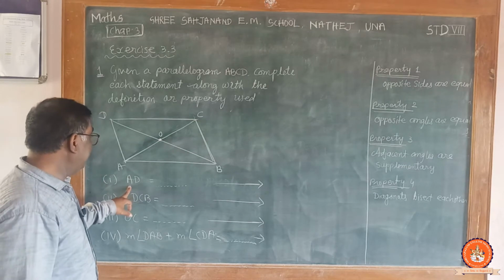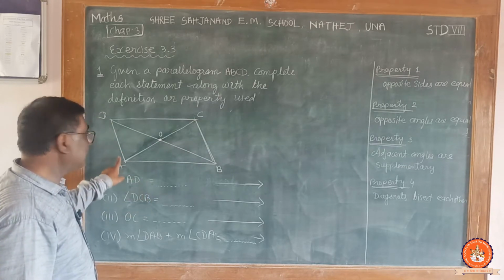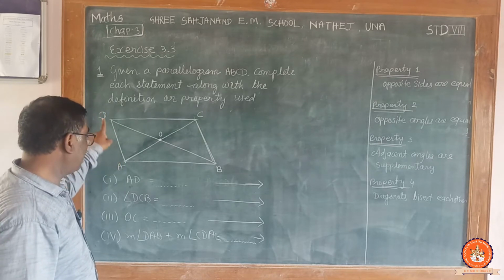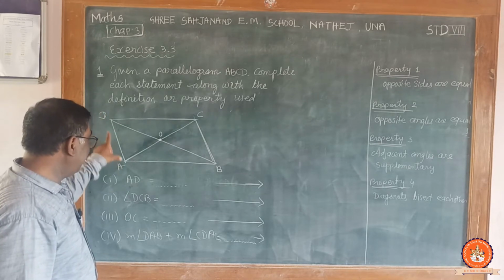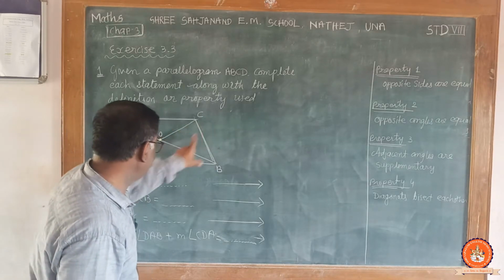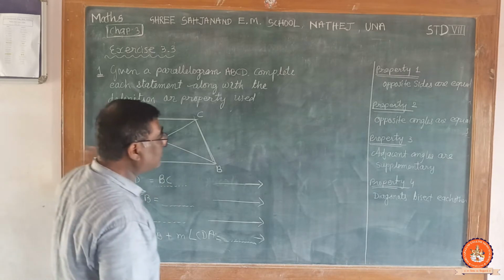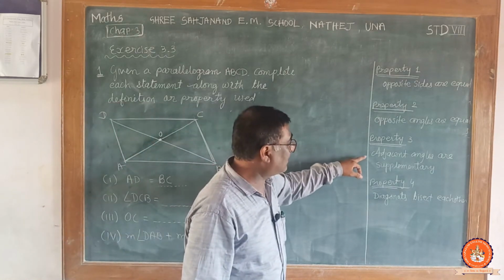So AD is equal to, now what is AD? AD is a side of a parallelogram, यानी AD के बराबर कौन सी साइड होगी? तो होगी BC. AD is equal to BC, और ये कौन सी प्रॉपर्टी का यूज़ करके हम लिखेंगे?